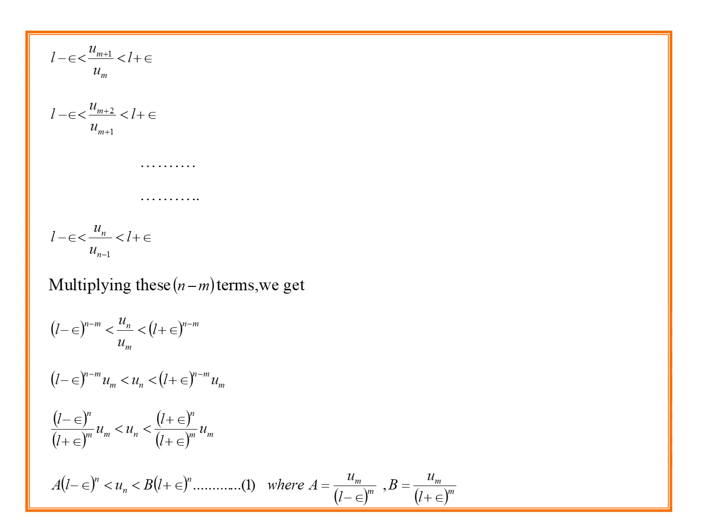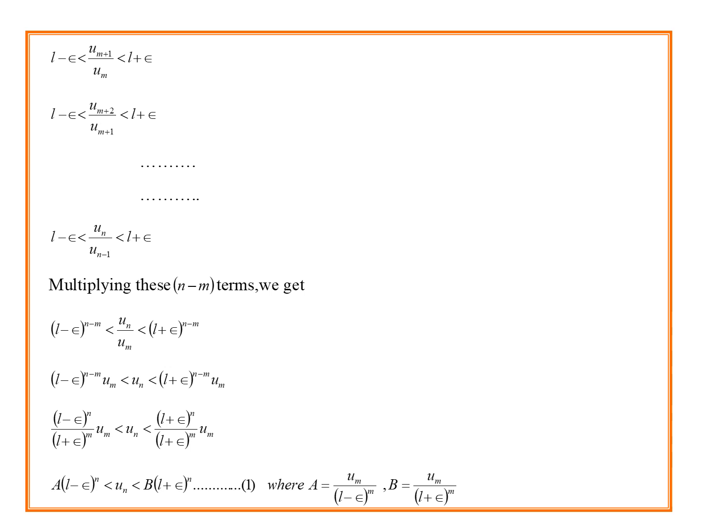Now multiplying these above n minus m terms, on the left side we multiply L minus epsilon, and so on, n minus m times. Therefore L minus epsilon whole power of n minus m is less than u of m plus 1 by um times the next term. The common terms cancel in the middle. Finally we get un by um, that is less than L plus epsilon whole power of n minus m. That can be written as L minus epsilon whole power of n minus m into um less than un less than L plus epsilon whole power of n minus m into um.